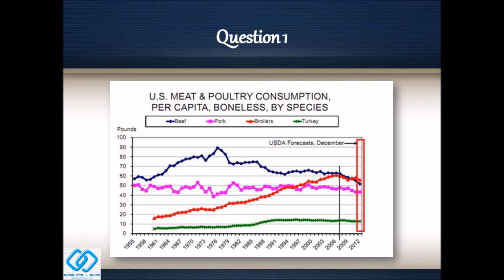Let's see an example here. This is a graph about the US meat and poultry consumption. Let's use the template and answer this question now.